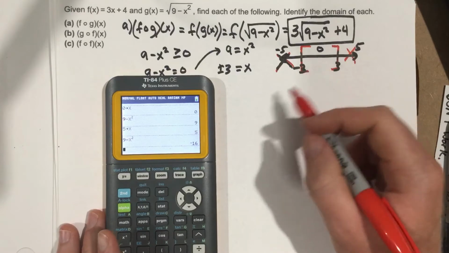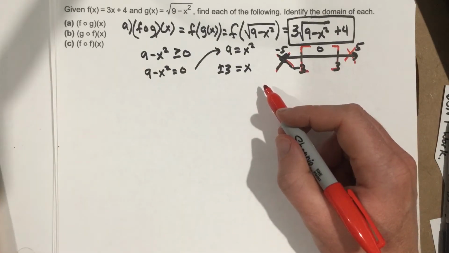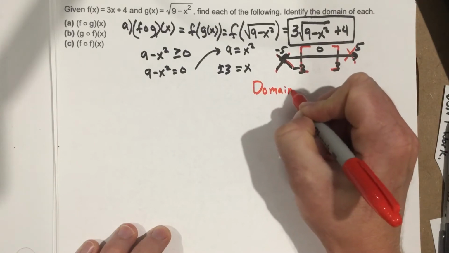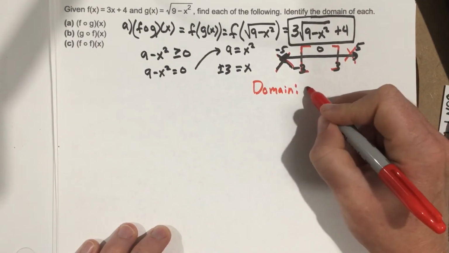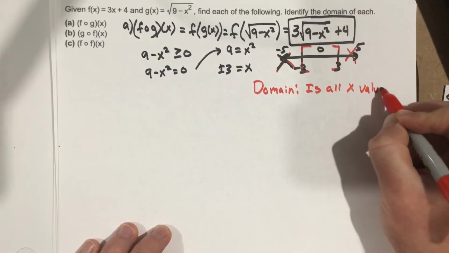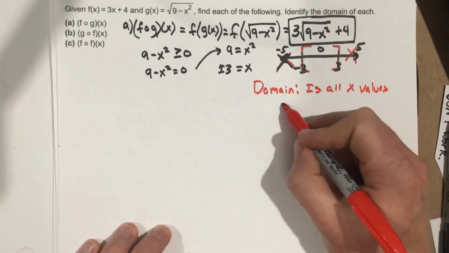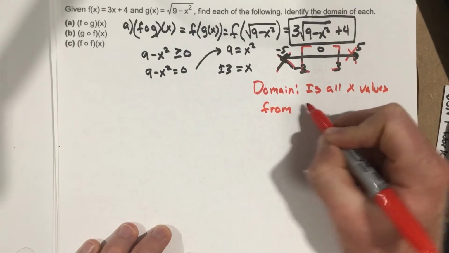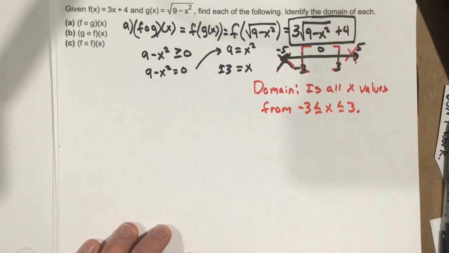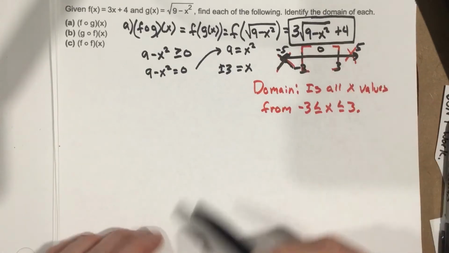So the domain is all x values from -3 less than or equal to x less than or equal to 3. And the reason that that's the case is because of the radical.